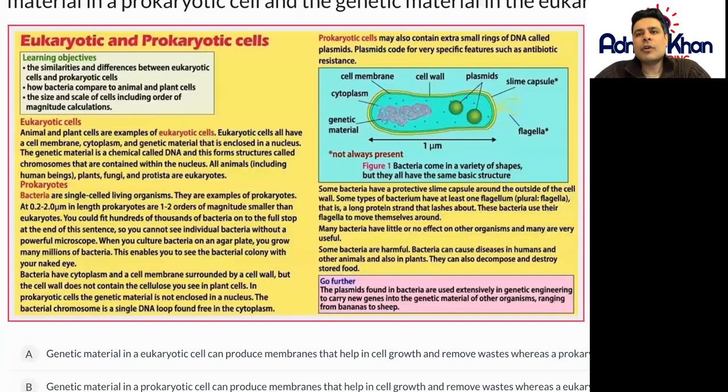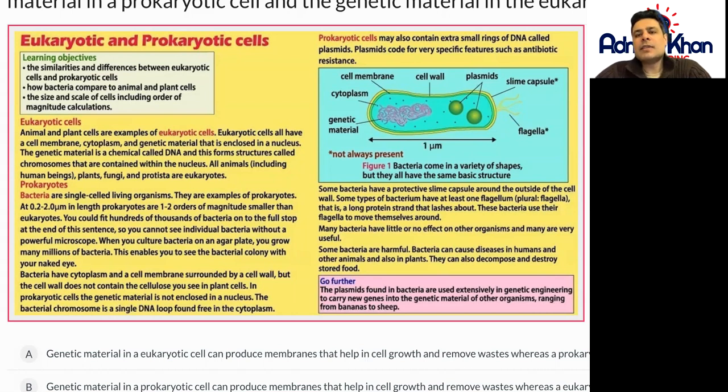Hello, in this chapter we're looking at eukaryotic and prokaryotic cells. So eukaryotic cells include the following. Animal and plant cells are examples of eukaryotic cells. Eukaryotic cells all have a cell membrane, a cytoplasm, and genetic material that is enclosed in a nucleus.